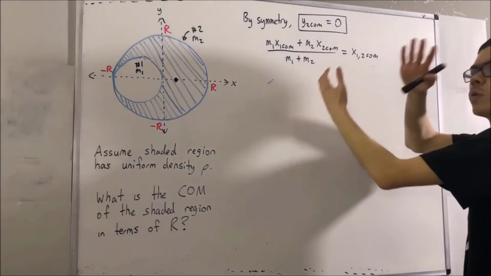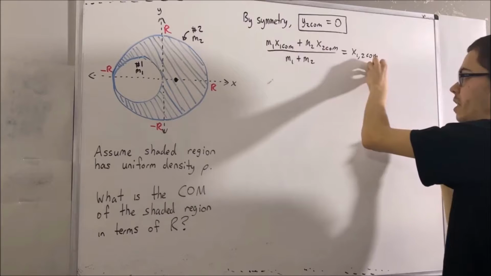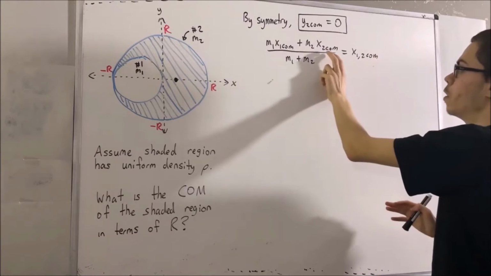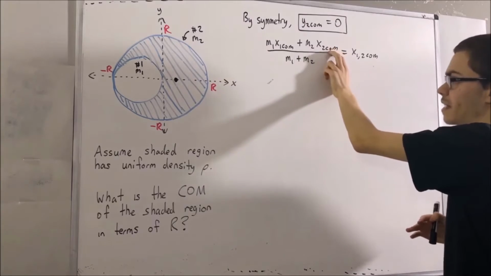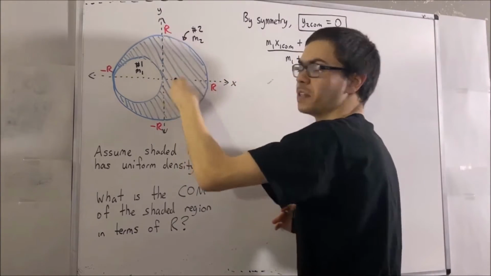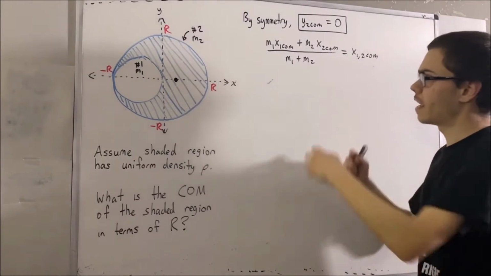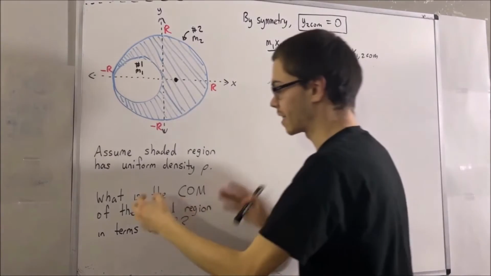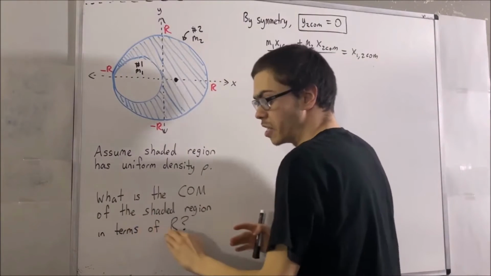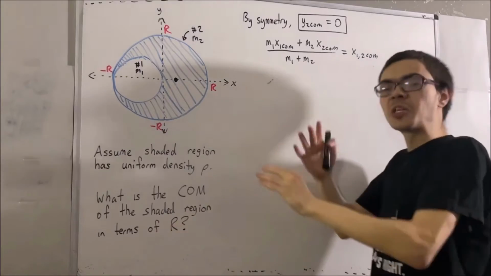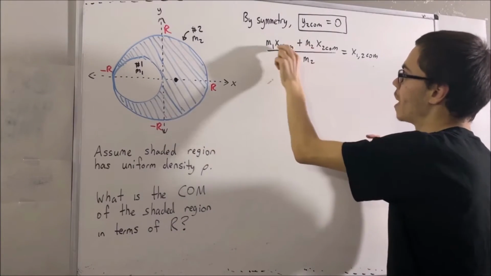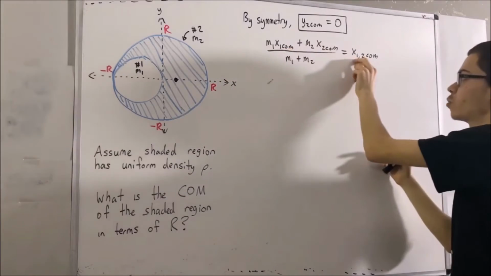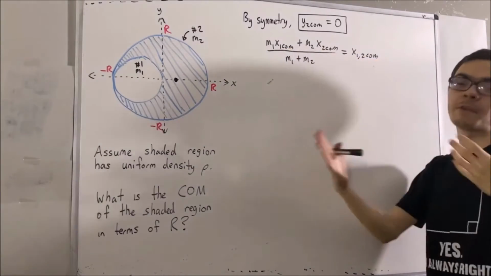So really, what we're going to do is take this equation and solve for x2 center of mass, right? We're going to solve for the center of mass of region 2, the shaded region. And to do that, our problem asks us to figure out what it is in terms of r. So we should probably re-express m1, m2, x1 COM, and x2 COM in a different way.